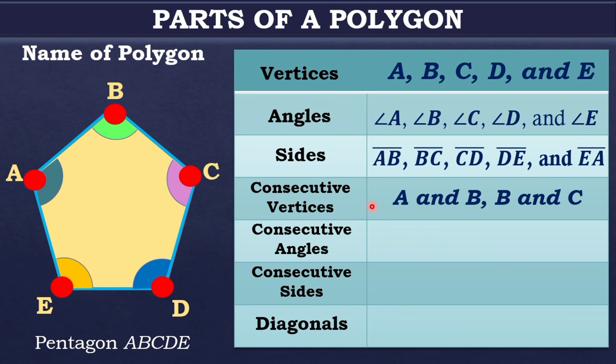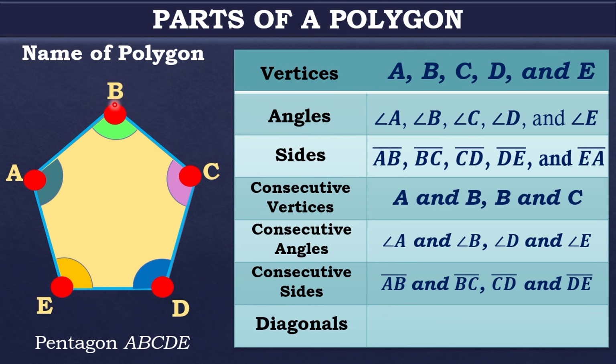Next, for consecutive angles. Dito naman, angles naman, magkasunod na angles. Let me give you two examples. We have angle A and angle B, angle D and angle E. Basta magkasunod, consecutive angles po ang tawag natin doon. Again, hindi lang po ito, meron pa pong iba. Dalawa lang po ang inilagay ko. And then, for consecutive sides, we have AB and BC. Another example, CD and DE. So, we have 3 more examples.